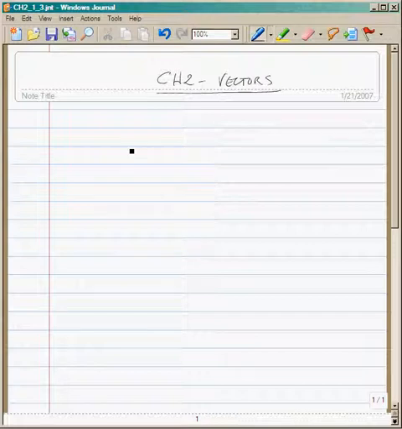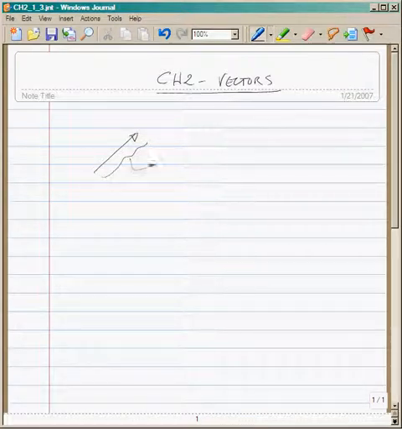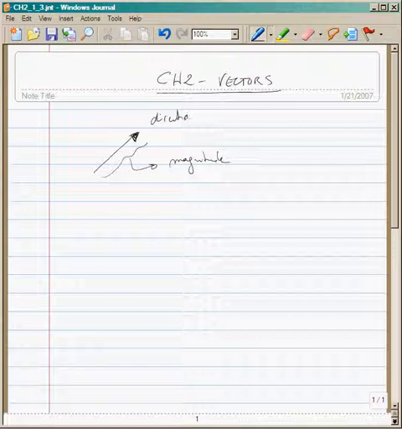So pretty much vectors can be drawn graphically by an arrow. The length usually represents the magnitude, and the arrow and that little pointy head represents the direction. So usually what we do is we choose a coordinate system of your choice, x and y, so that we can represent the direction by an angle.